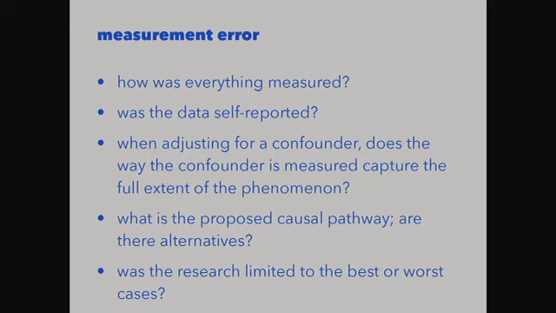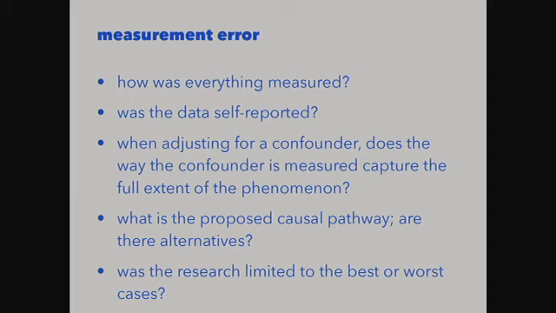What can we do about measurement error, or how can we spot it? Well, some questions we might ask of our own research or other research are: how is everything measured? Was the data self-reported? Because self-reported data is often wonky. You don't always know whether what you're measuring is terribly accurate. When adjusting for a confounder, does the way the confounder is measured capture the full extent of the phenomenon?